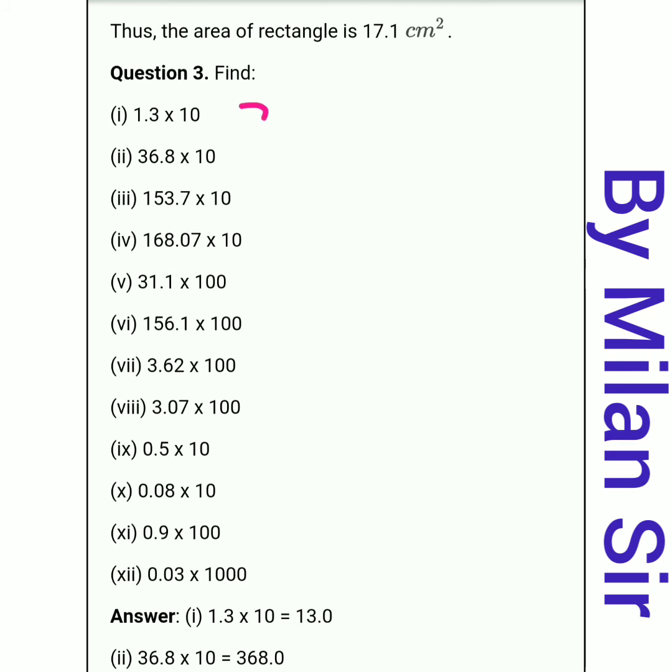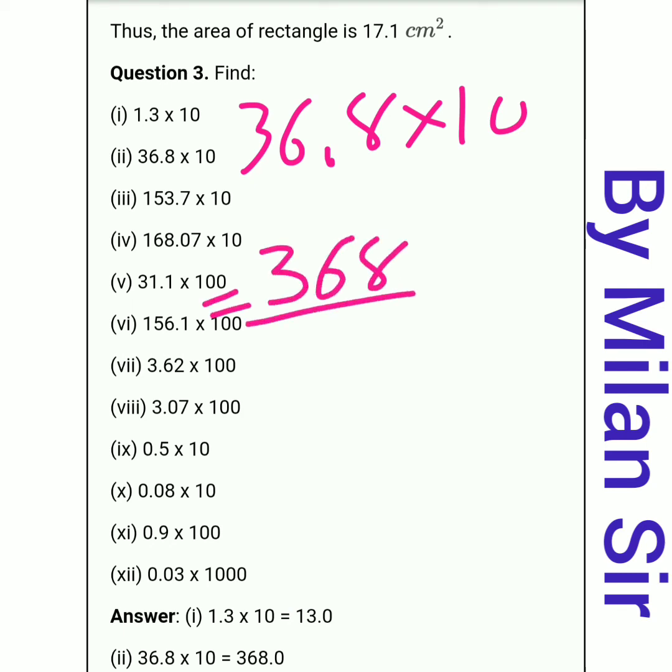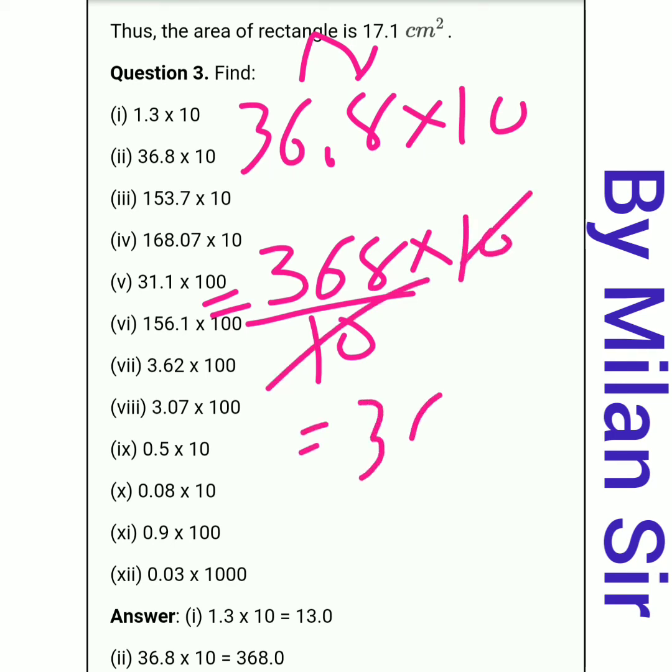Second question, 36.8 multiply 10. So we can convert into a fraction. So 368 divided by 10, because after the decimal point we have one digit, so in the denominator we need to write 10. Here multiply 10, divide 10, cancel, answer is 368.